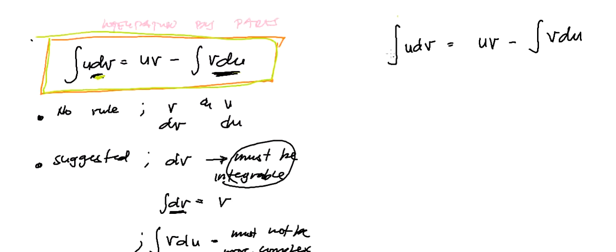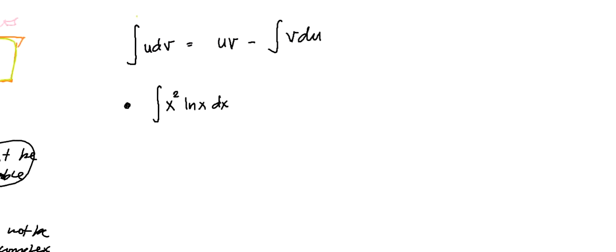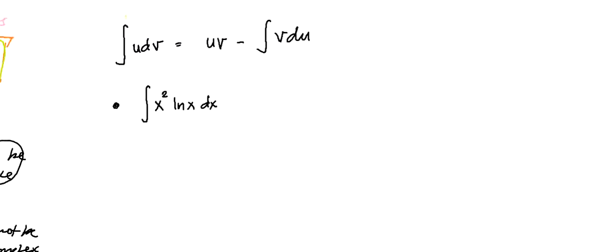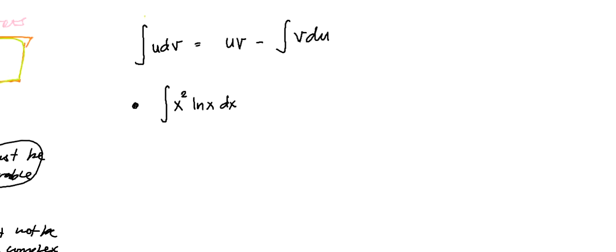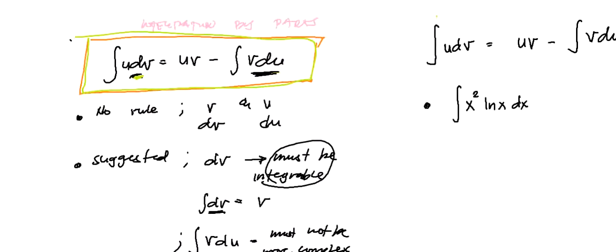Okay, so for our first sample, let us integrate, say we have, x squared ln of x dx. As you can see here, it is more complex than our previous samples, and we cannot directly use our basic formula to integrate this kind of integrand. So let's try to use this integration by parts.